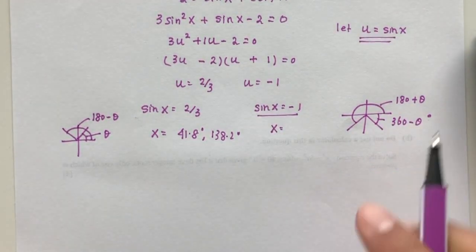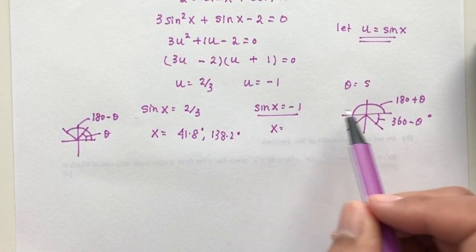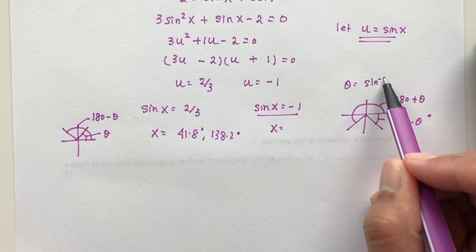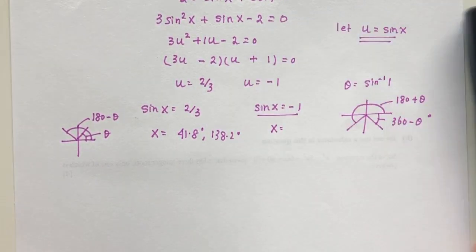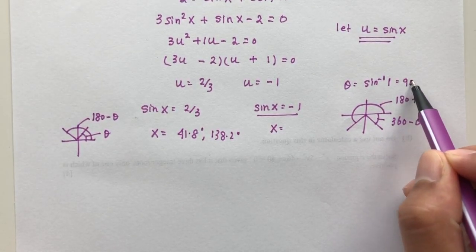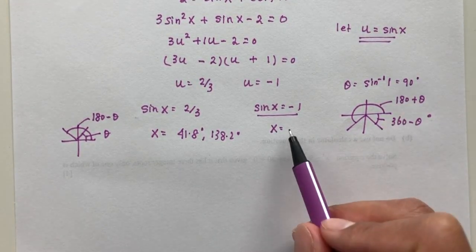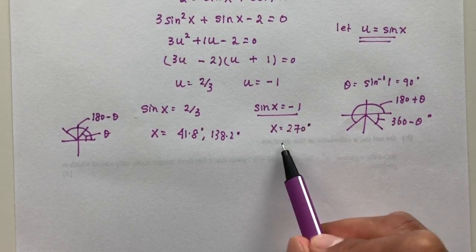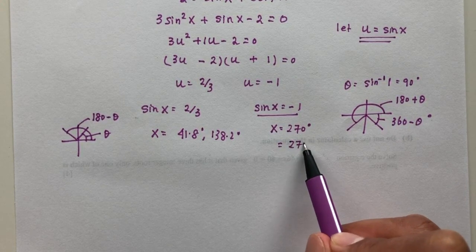So let's first find the value of theta. Theta is the same as, we have to take this one as positive to find theta. So sine inverse of 1. Theta will be sine inverse of 1, that will be 90 degrees. Right. So x will be 180 plus 90, that will be 270. And then 360 minus 90, that will be 270 as well.